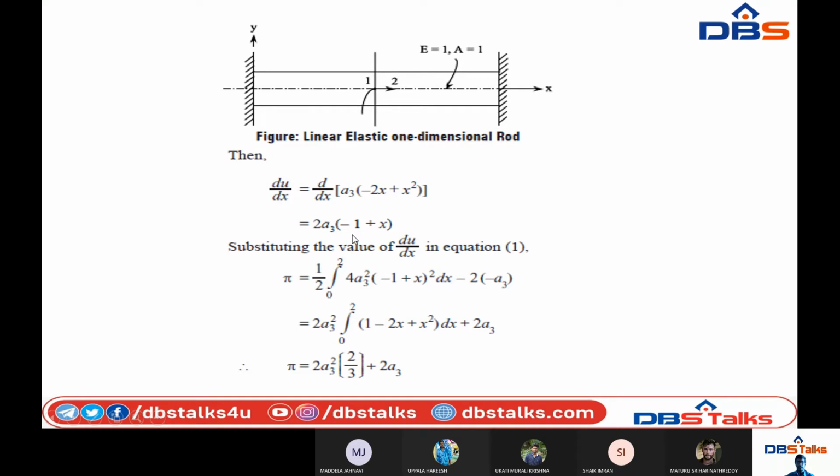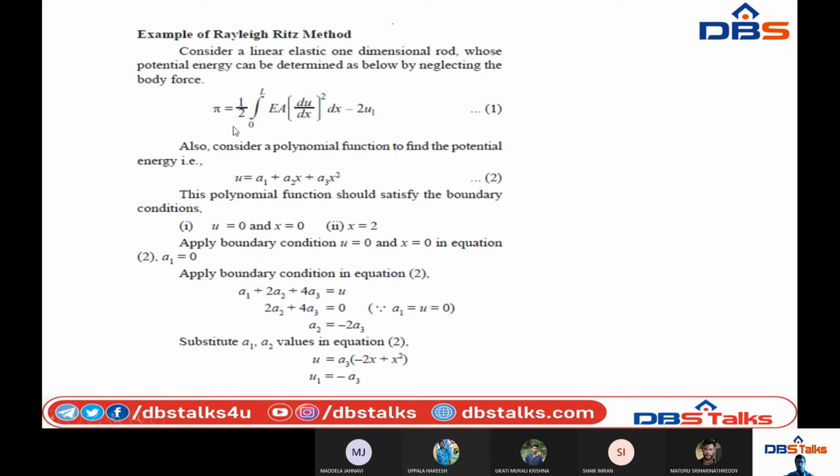After differentiation, I get du by dx equal to 2a3 times minus 1 plus x. Substituting the value of du by dx in equation 1.